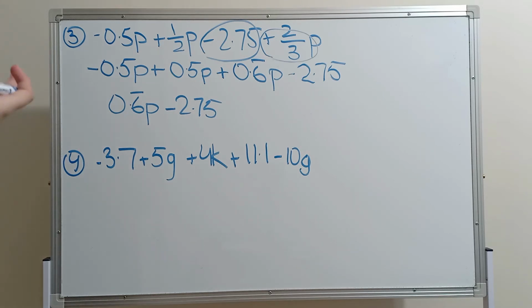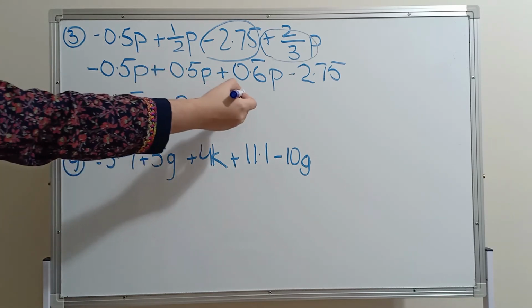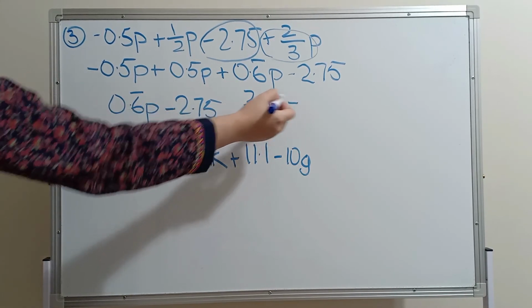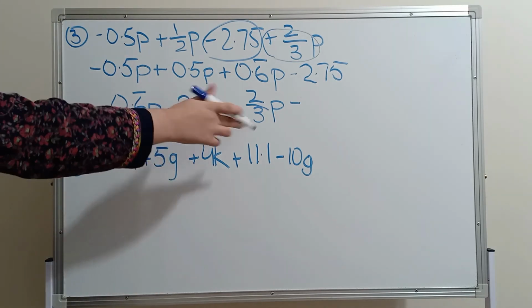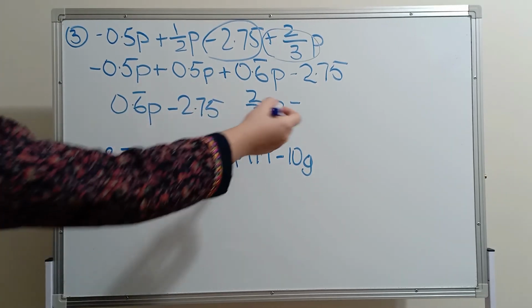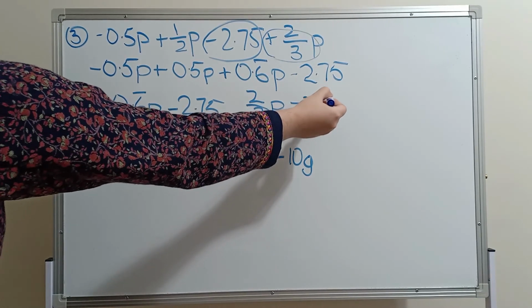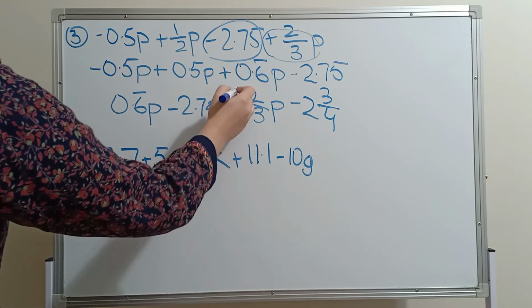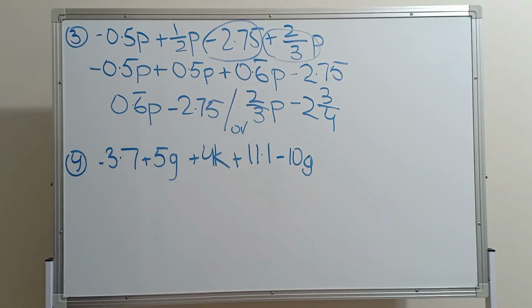Also, you can write this in a fraction form, which will be 2/3 p subtract. So we will have to turn this 2.75 into a fraction, which will be 2 and 3/4. So that can be our answer too. So this or this can be the answer: 0.6p subtract 2.75, which is both decimals, or only fractions, which can be 2/3 p subtract 2 and 3/4. Now let's move on to our last question.